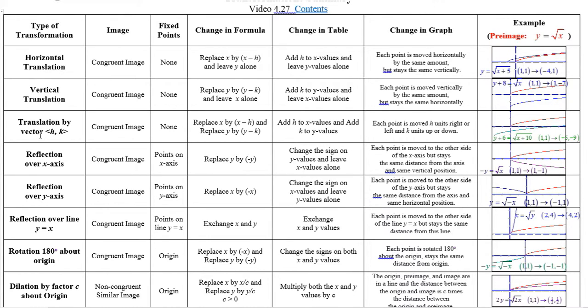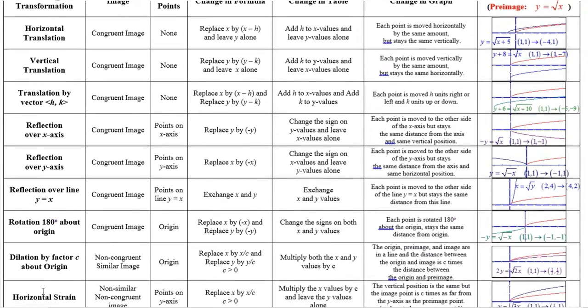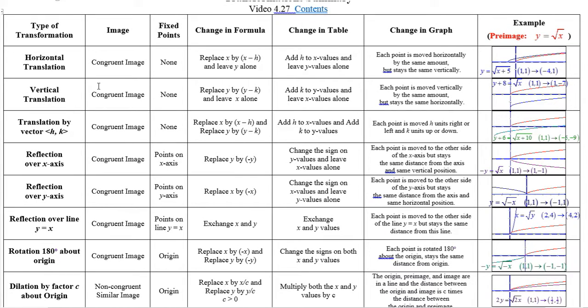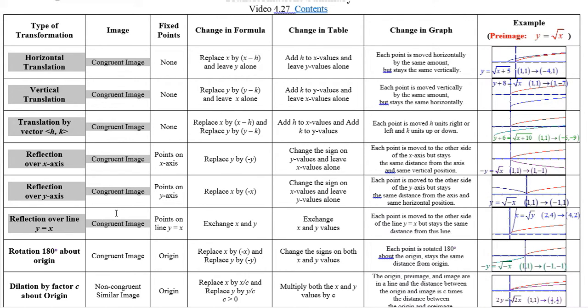Horizontal translations, vertical translations, general translations, reflections over the x-axis, y-axis, line y equals x, 180-degree rotation about the origin, dilation by factor of c, and horizontal and vertical strains. And it talks about the image. Notice that general translations, including vertical and horizontal, all reflections, specifically these three lines, and all rotations, including this one about 180 degrees about the origin, give you congruent images.